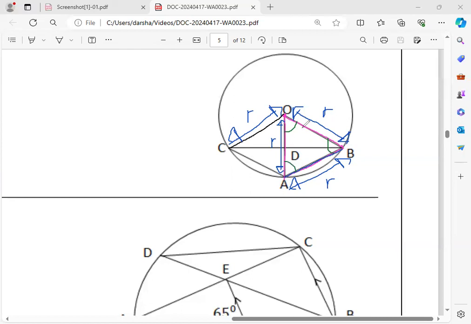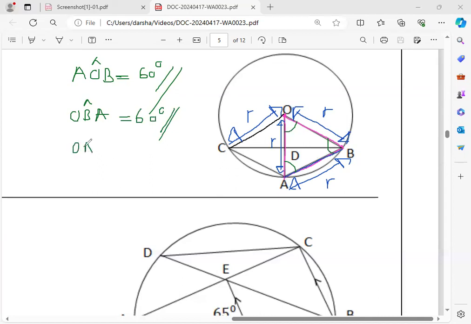Okay. Therefore, AOB angle is there, no? AOB angle. That is equivalent to what? That is equivalent to 60 degrees. Then OBA. This particular angle is OBA, right? OBA. That is equivalent to 60 degrees. Then OAB. That angle is also what? That is also equivalent to 60 degrees. All are 60 because it's an equilateral triangle. 180 by 3, that is 60.